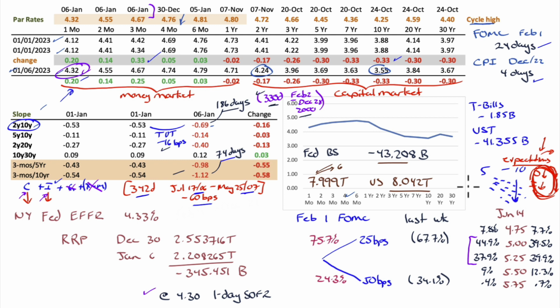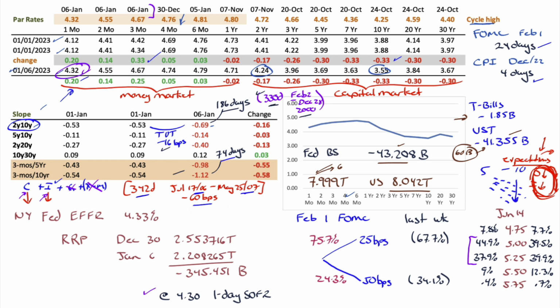Last week it was 8.042 trillion. This is all treasuries, by the way, 41.355 billion in treasuries. The cap on this is 60 billion a month on coupon paying bonds. If they don't have enough coupon paying bonds, they let bills mature and they don't roll those over.